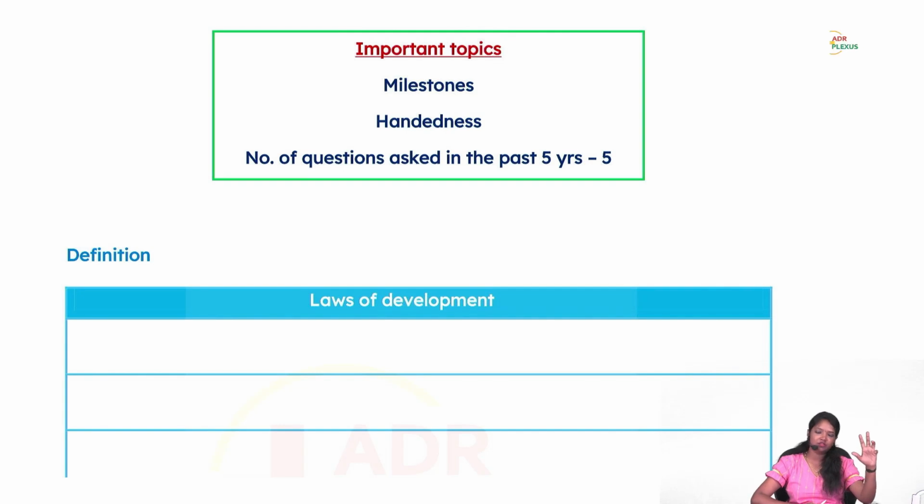See, growth is the increase in size of cells. Development is the functional maturity. How mature the organs are, that is the development. Yes, very good. It is the functional maturity. So please write, definition of development is the functional maturity.